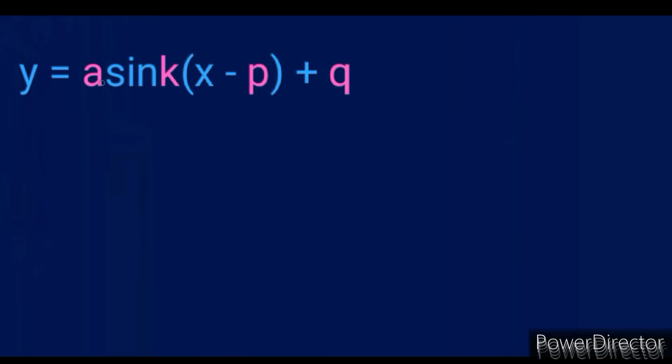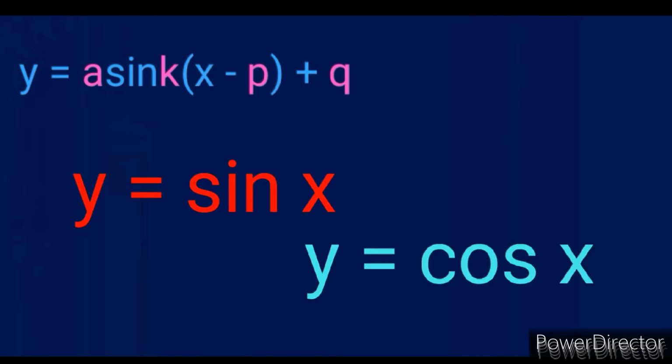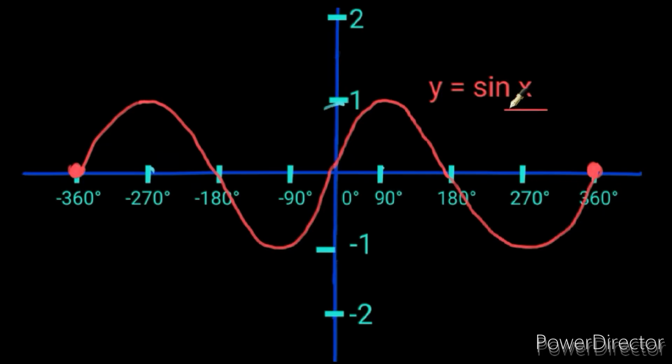Before we talk about what the parameters affect, let's talk about the difference between the sine graph and the cos graph. Let's start by drawing the sine graph. So y is equal to sine x. So this is the normal sine graph. The sine graph usually starts from the origin, from point (0; 0). The sine graph always has this S shape.